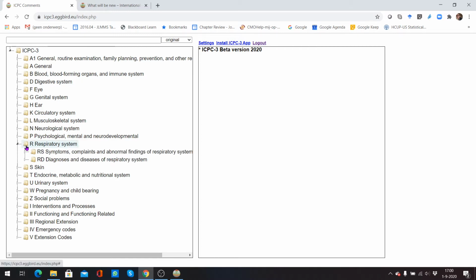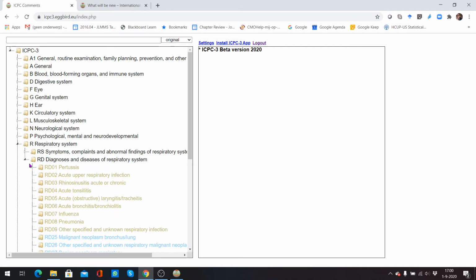By clicking on the triangle in front of the folder, it opens and you see the components RS and RD. The S stands for symptoms and complaints and the D for diagnosis and problems. Then click on the RD or RS triangle again and the coded classes will appear. So I will click on it. For example, RD01, pertussis, whooping cough, is the first one.